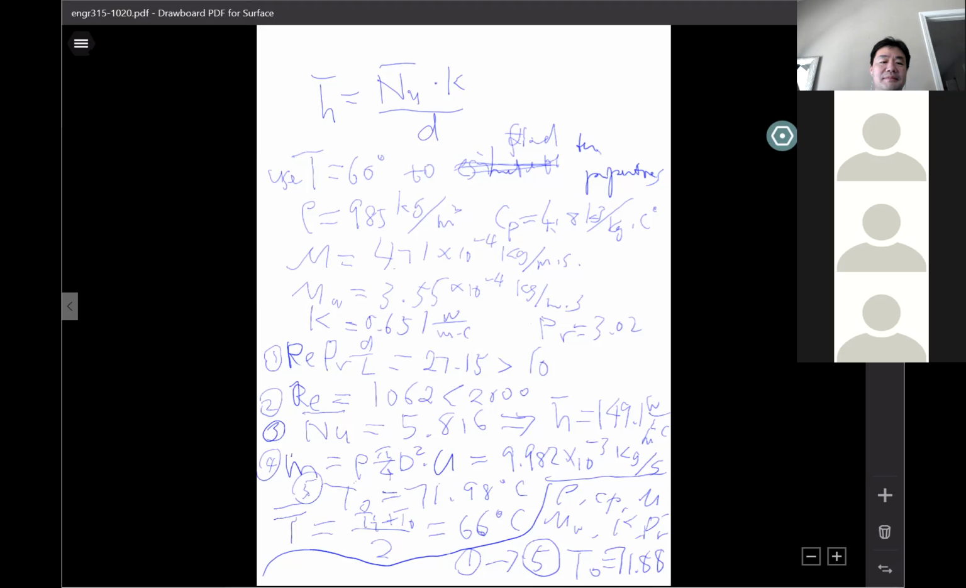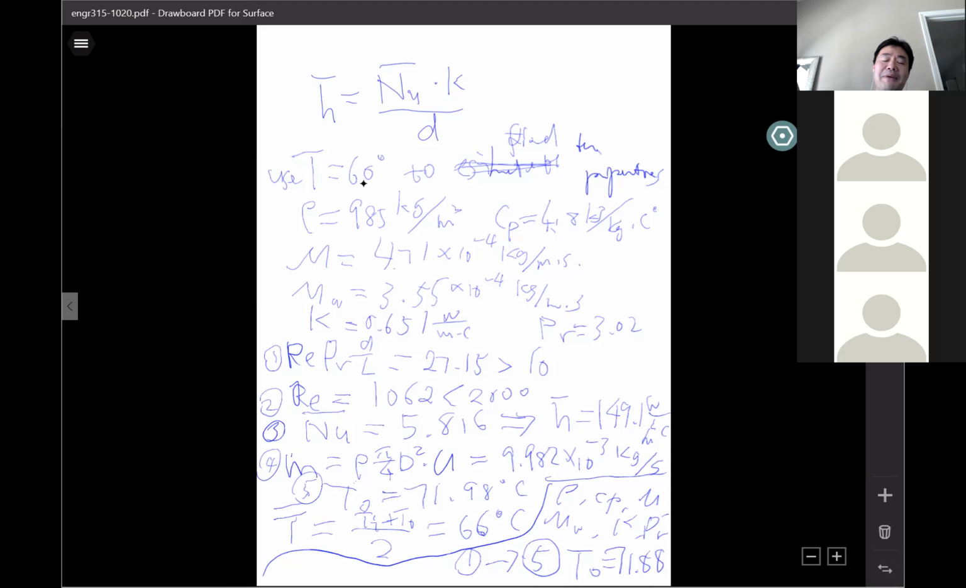So whenever you get your answer the first time, you get your properties at the average between your answer on the first time and the inlet temperature. Oh, and that's your new T bulk, I guess.